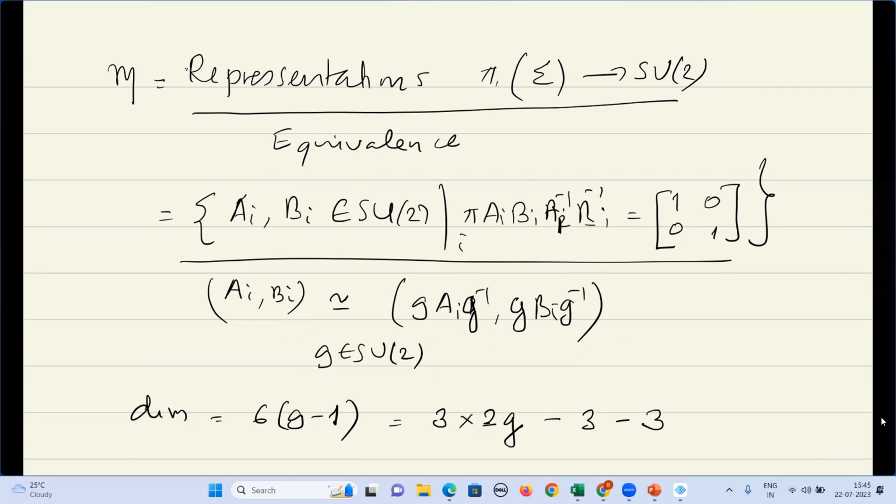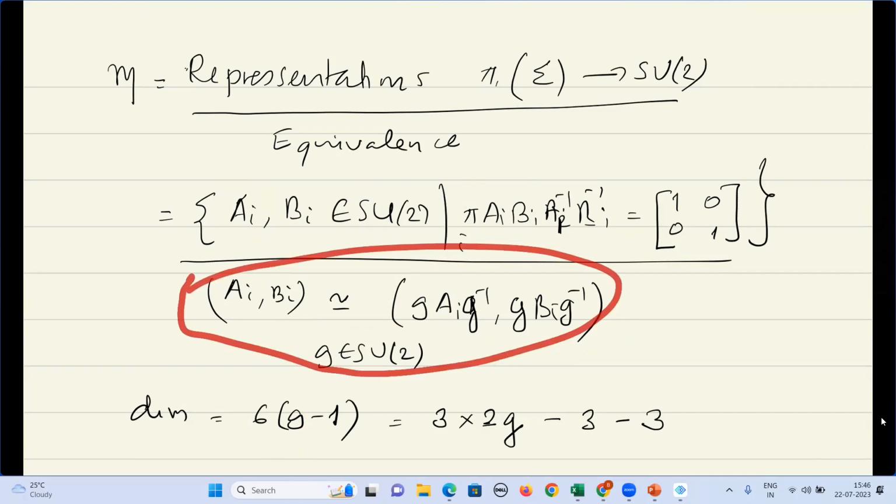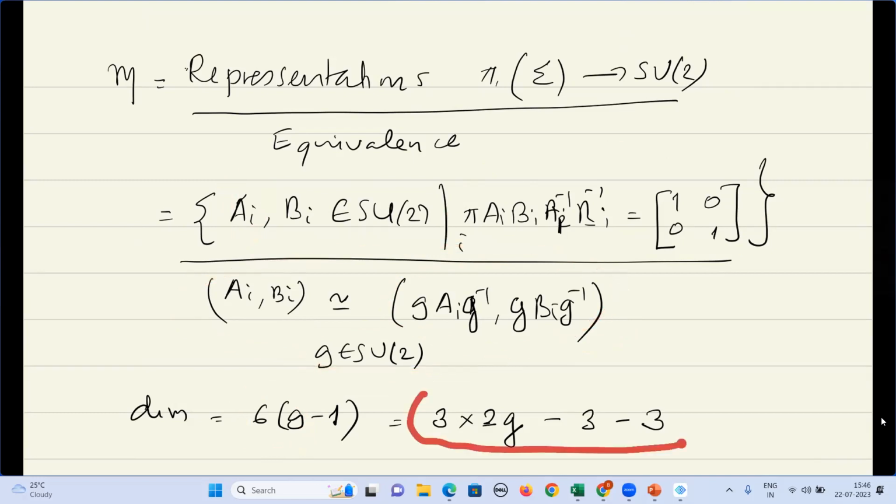If you do some dimension counting, each element of SU2 has dimension 3. There are 2G elements, so that would give you 6G. But they satisfy one condition, which takes away 3, and quotienting by conjugation takes away another 3. So I get 3 times 2G minus 3 minus 3, which is 6 times G minus 1.